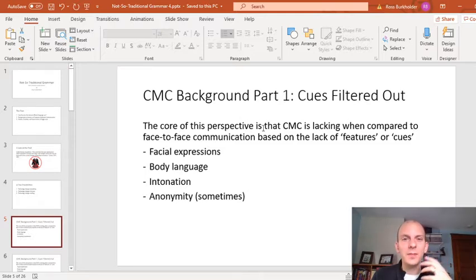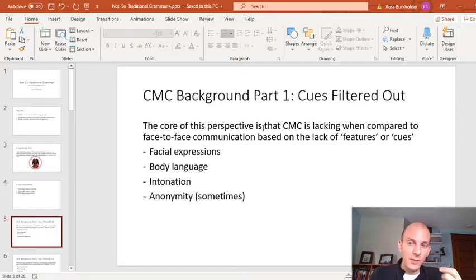And what this group of theories wants to say is that computer-mediated communication is lacking. Kind of full stop. That's the main thrust of this perspective, is that CMC is lacking. Lacking how? Lacking when? Lacking why? Lacking in comparison to face-to-face communication. That's the big comparison point.